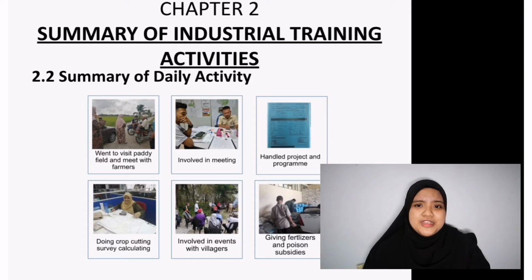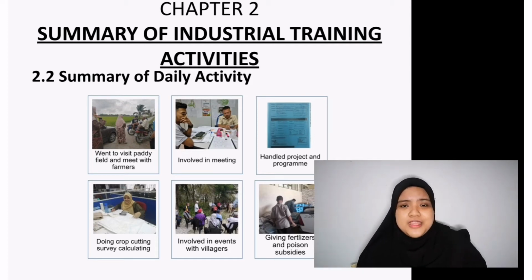For the summary of daily activities, first, I followed the Assistant Agriculture Officer to visit the paddy fields in their area. The areas I visited were Beluka, Telaga Ara, Kubang Telaga, Kubang Barula, and many others. I visited the paddy fields at least once a week. There, I communicated with the farmers and heard their problems about the paddy.